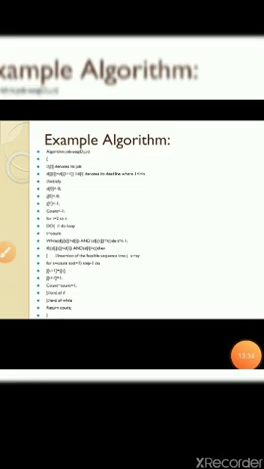If you have understood this job sequence concept, then this algorithm would be easily understandable. Let's go to the next slide.